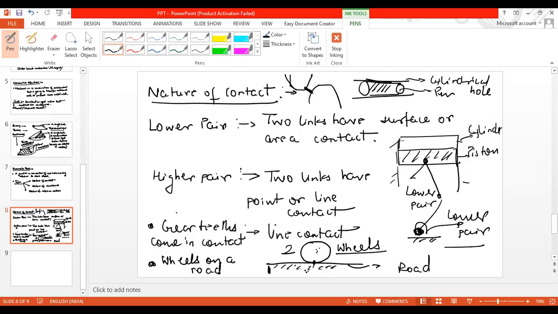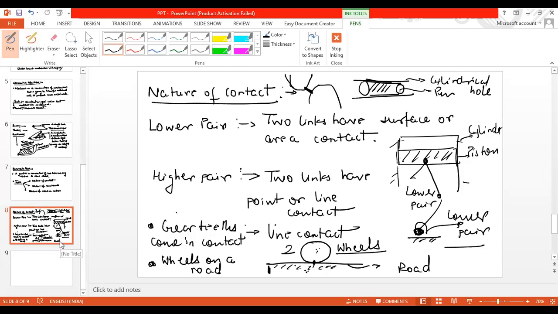For today, I think this much is sufficient because today is your first day, so let us not go into further details. I will restrict myself to this point. Later on we will discuss how we can subclassify the kinematic pair on the basis of constraint and on the basis of relative motion. For now this is enough: lower pair and higher pair. Any doubt till this point?